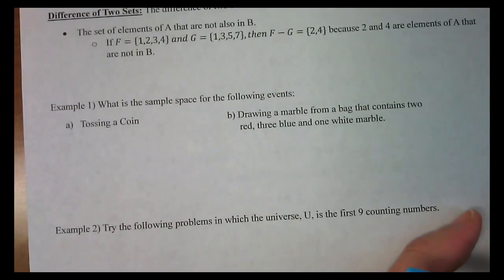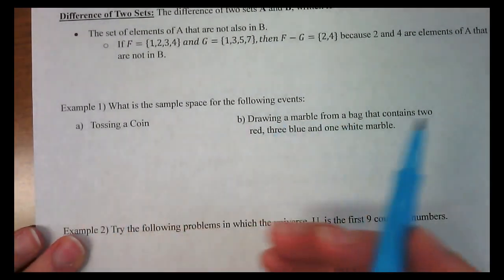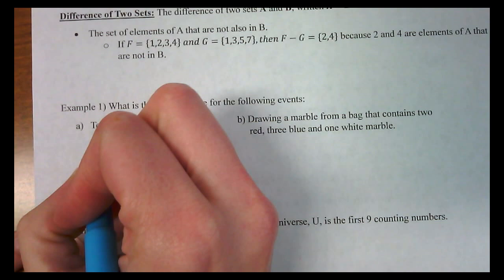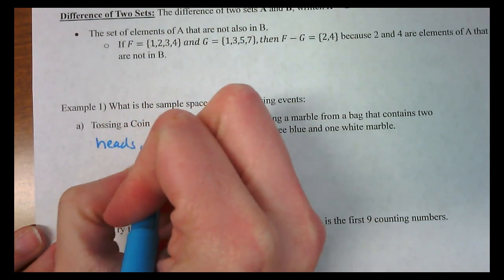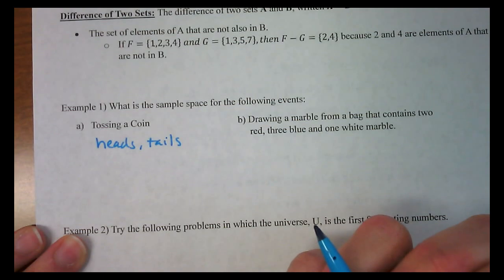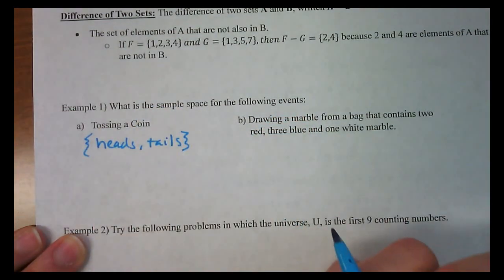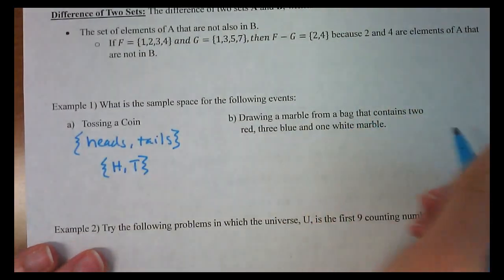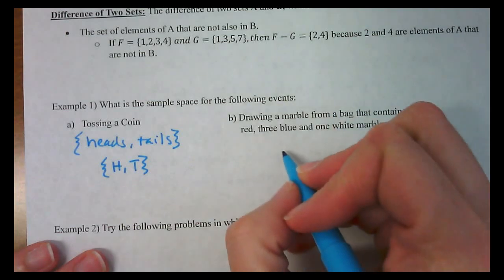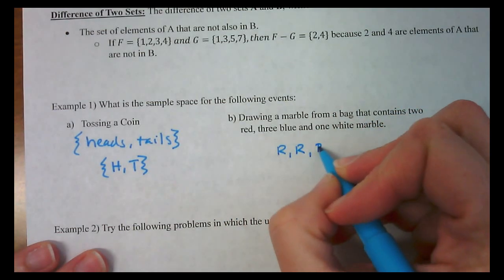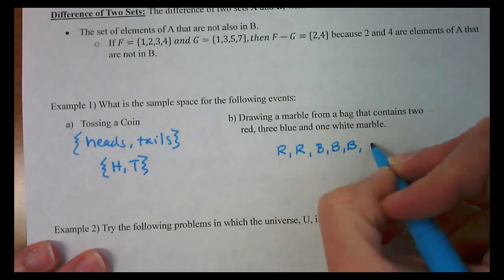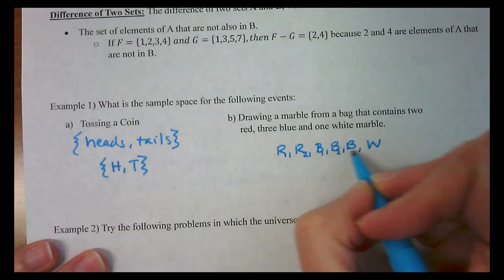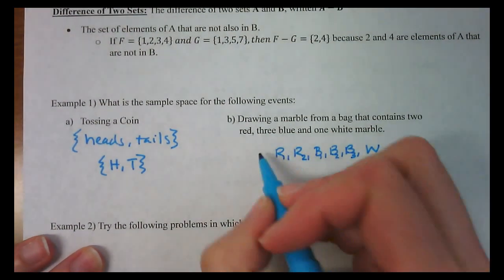The first example says, what's the sample set? So if we're talking about tossing a coin, our sample space would be, you can either get heads or you can get tails. Okay, and you can put that in braces. We can abbreviate and put heads and tails like that. It says drawing a marble from a bag that contains 2 red, 3 blues, and 1 white. You could also say red 1, red 2, blue 1, blue 2, blue 3. You could do something like that.